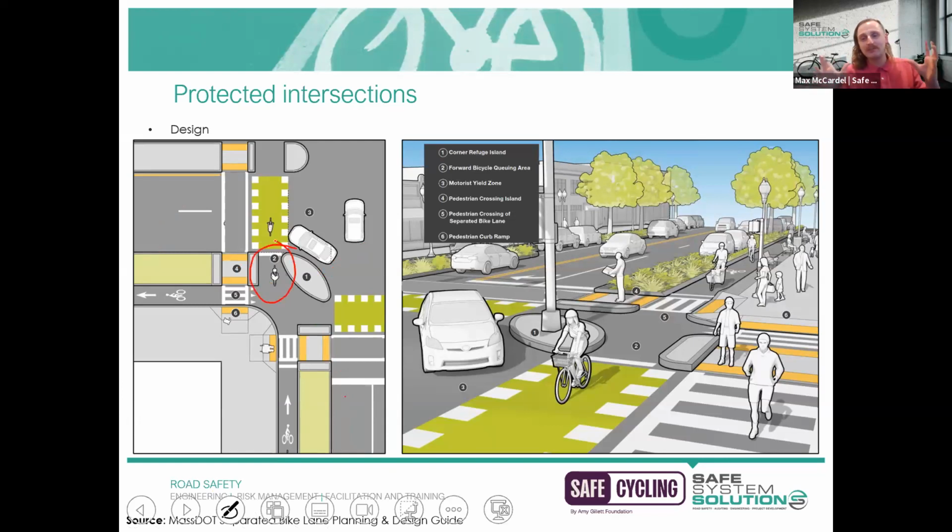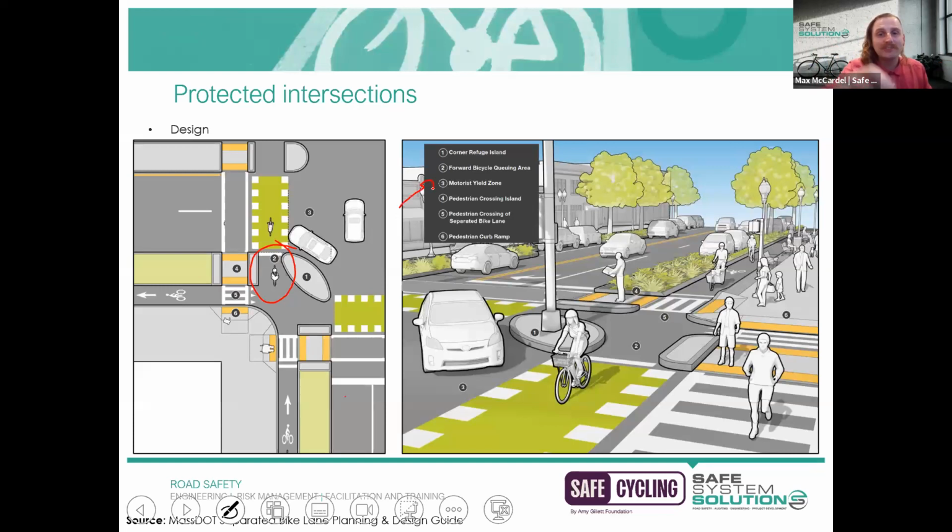Now, I will just confirm, because this is taken from MassDOT, a US reference, some of the language is a little bit quirky and not necessarily the same phrase that we would use, but a forward bicycle queuing area is basically just a space for cyclists to be able to stop and wait for their phase. So giving them space to adequately provide for all of that.